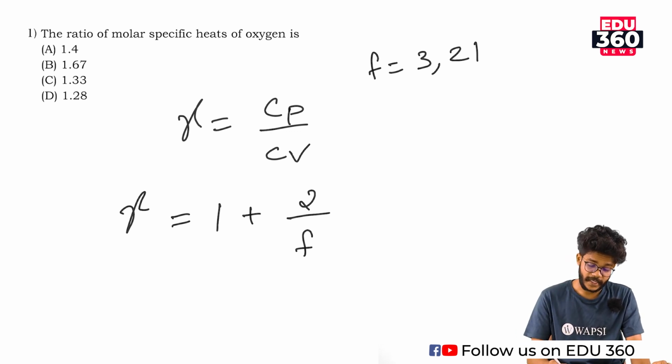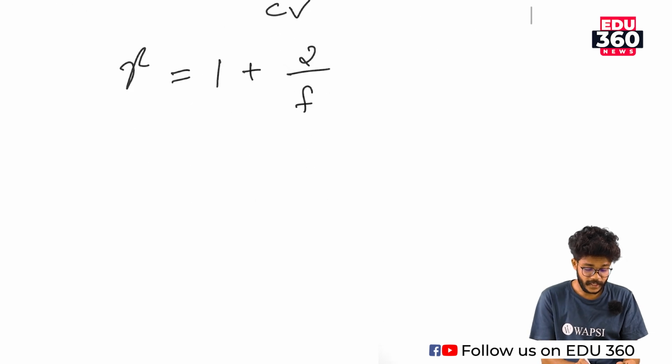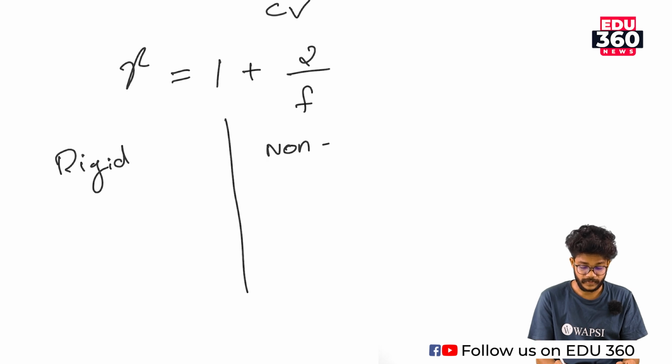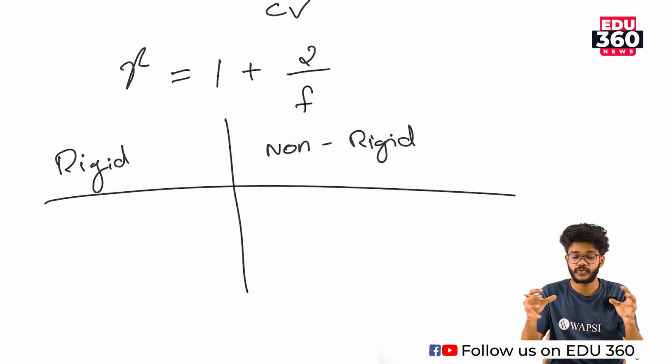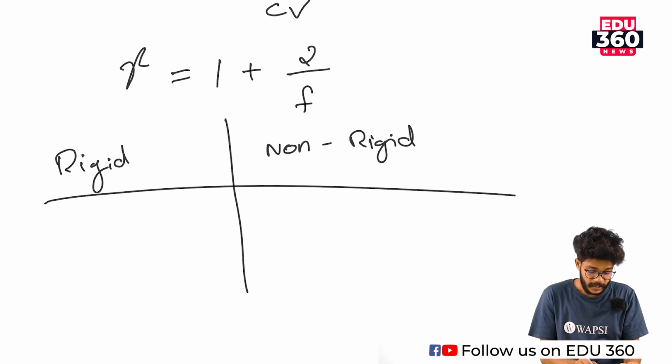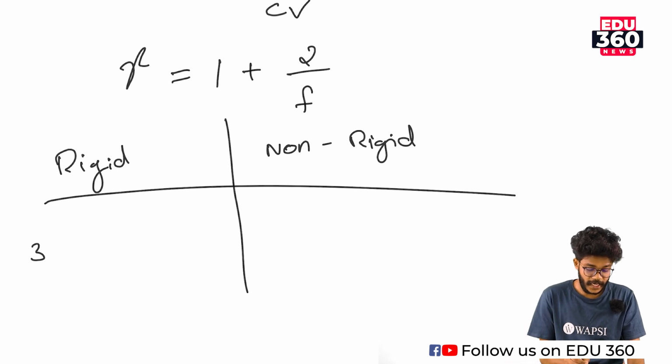But in the case of diatomic, we can classify diatomic molecules into 2 sections. The first part is rigid and the second part is non-rigid. In the case of a rigid diatomic molecule, the 2 atoms are not allowed to move away from each other. No vibrations are allowed. So 3 translational, like in 3 dimensions in the case of monoatomic, where 3 is the degrees of freedom.